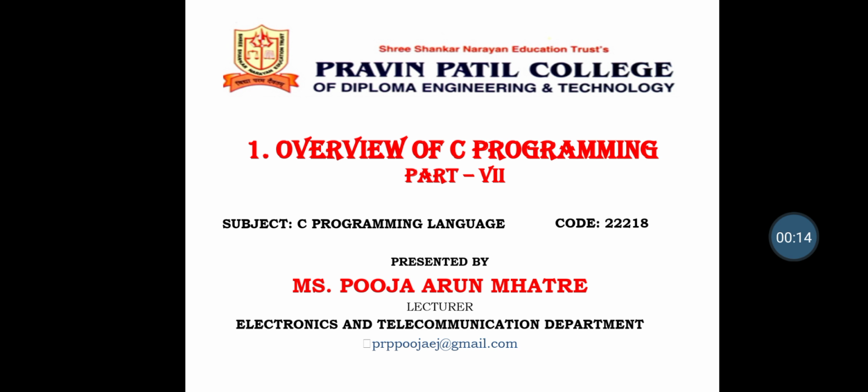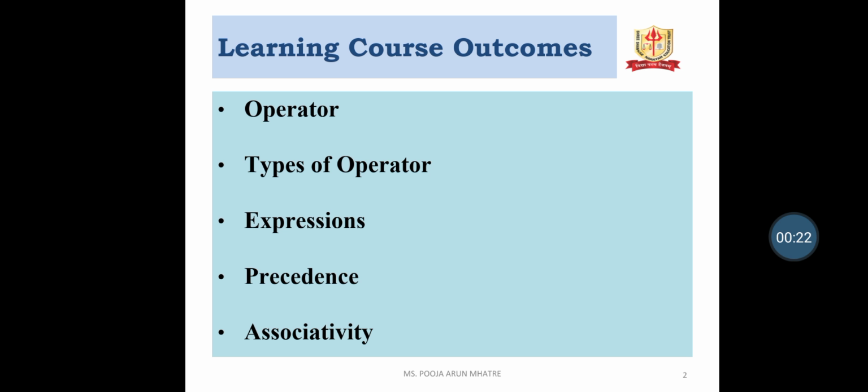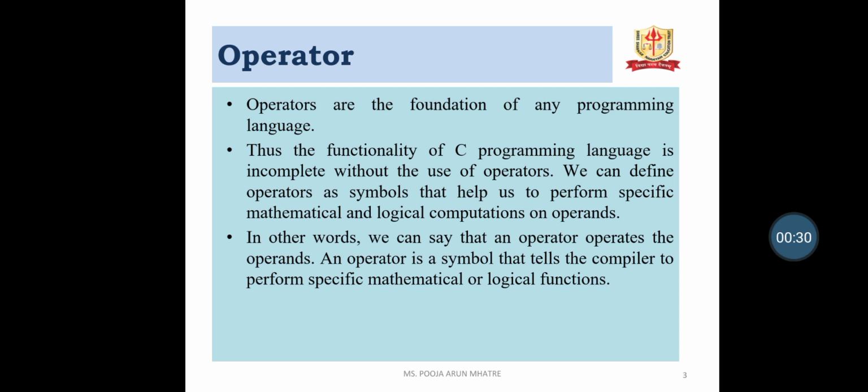Today's topic is C Programming Language, chapter number 1, Overview of C Programming, part 7. The learning course outcomes are operator, types of operator, expression, precedence and associativity.